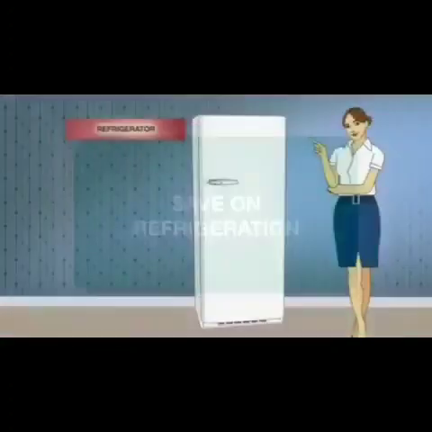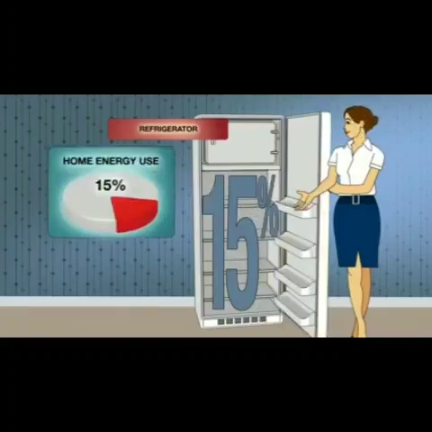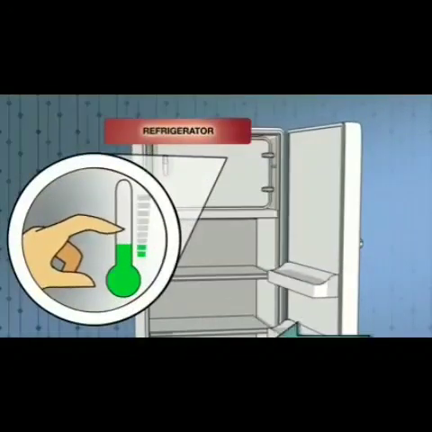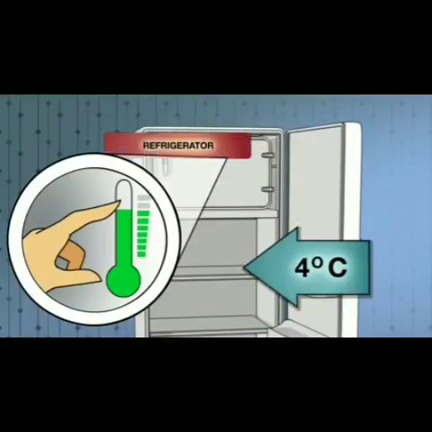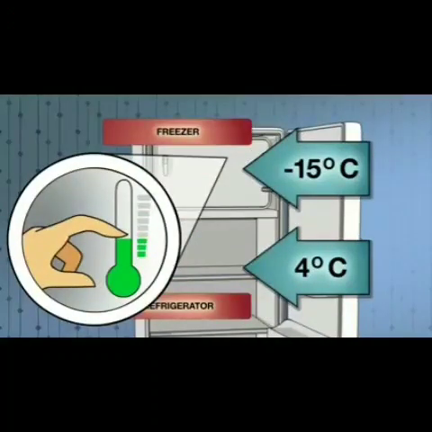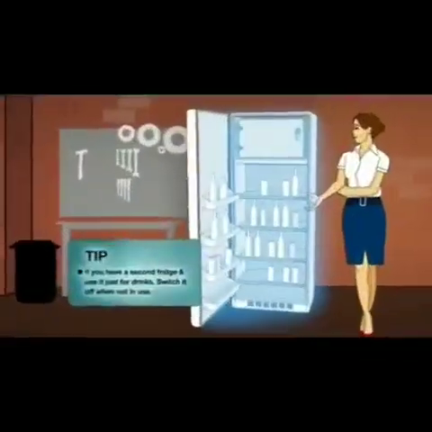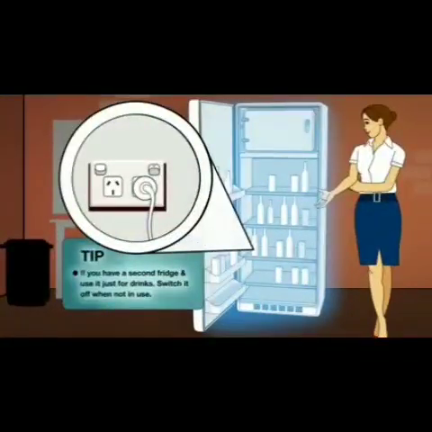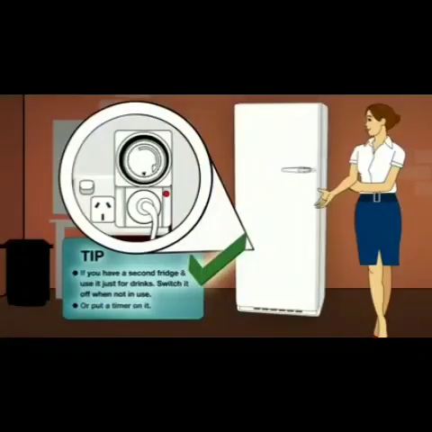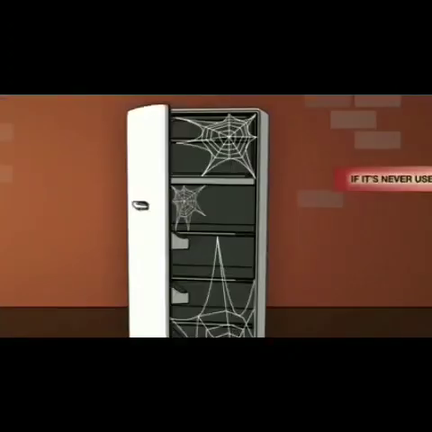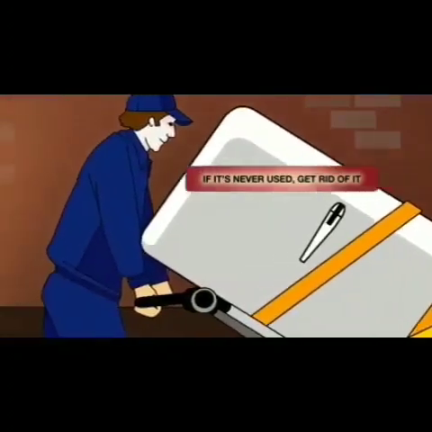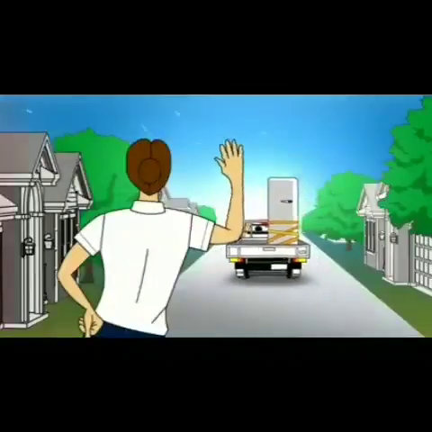Refrigerators typically account for 15% of a home's energy use. Make sure yours isn't using any unnecessary energy by setting the temperature correctly. 4 degrees for refrigerators and -15 degrees for freezers will ensure safe storage of food and minimal energy use. Do you own a second fridge? If it's only used for drinks, switch it off when you're not using it, or put a timer on it. If you find you never use it, why not get rid of it? It could be adding hundreds of dollars to your energy bill.